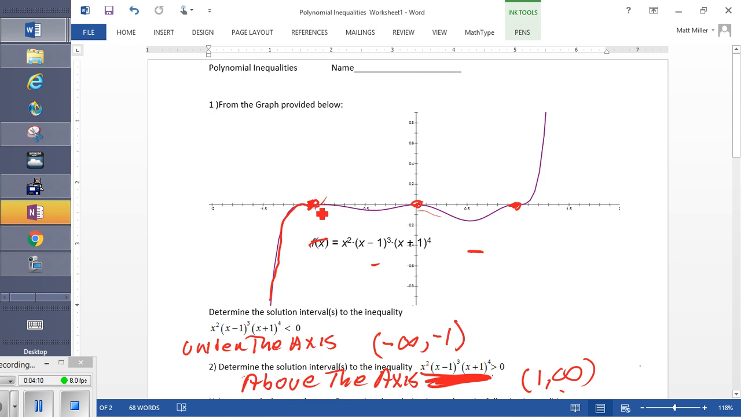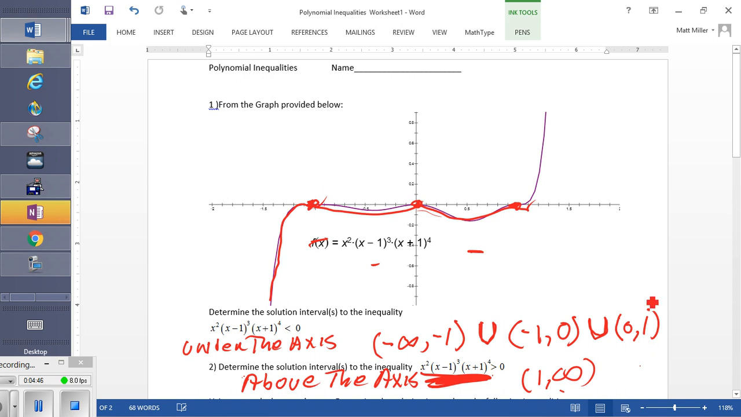It's under the axis here, which is what? From -1 to 0, not inclusive. And it's under the axis here, which is from 0 to 1. And they're all connected with the word union, or with the symbol of union. So this is saying we don't include -1. We don't include 0, and we don't include 1.